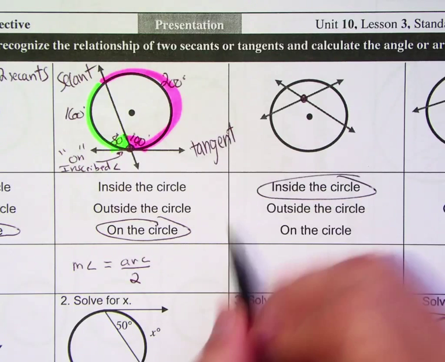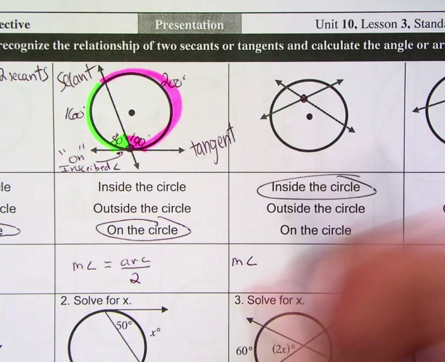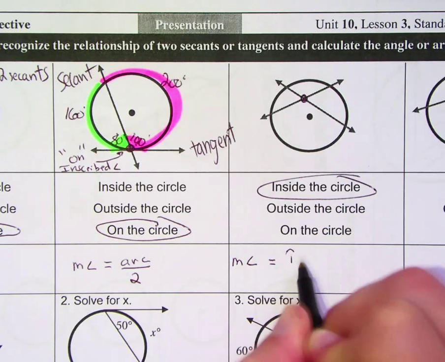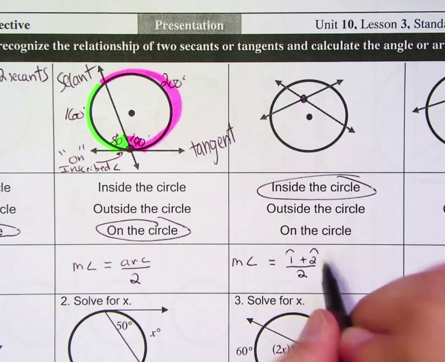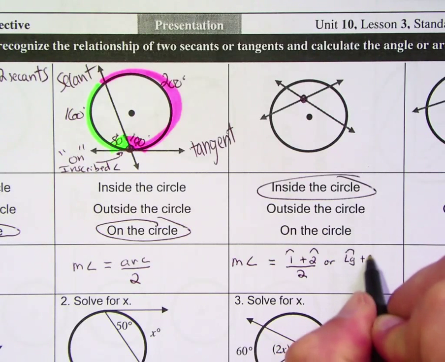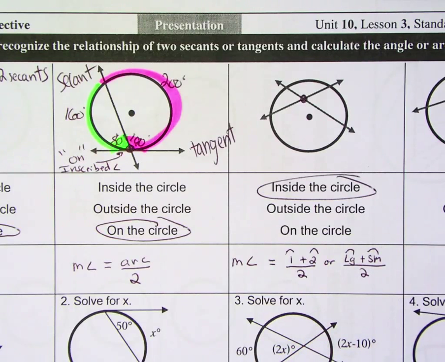So what's the relationship there? We talked about how the measure of the angle here is equal to arc 1 plus arc 2 over 2. Sometimes people like to think of it as the large plus the small over 2, and it doesn't really matter the order in which you do them.